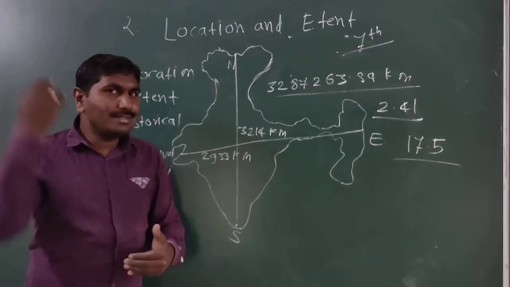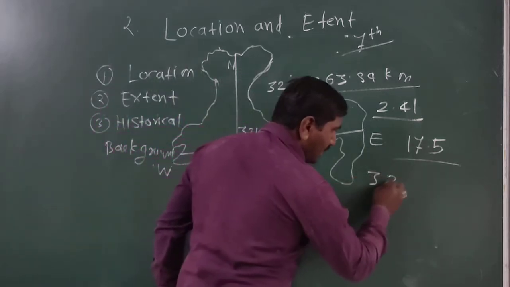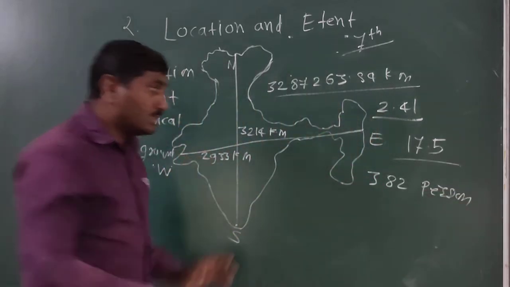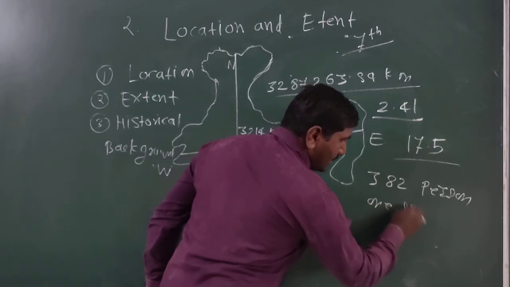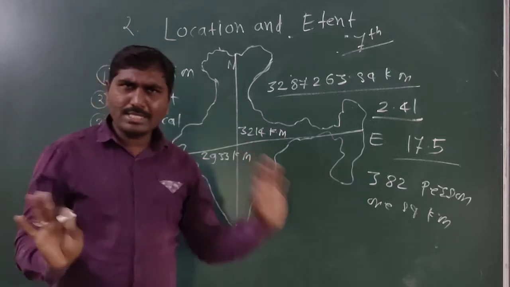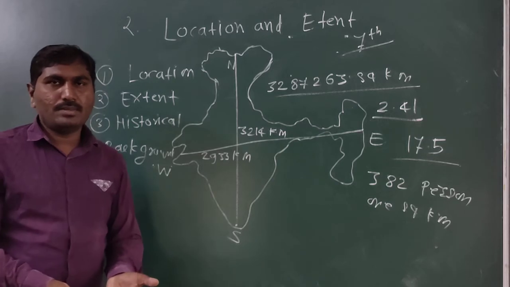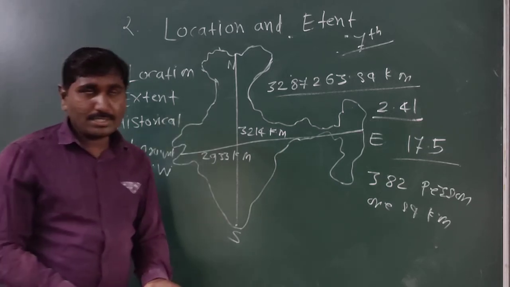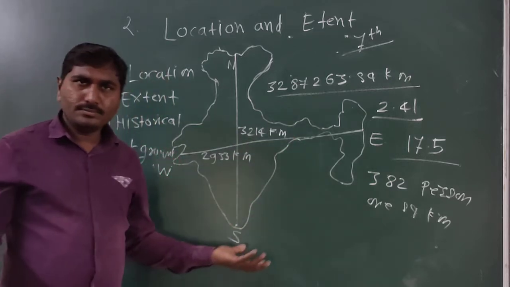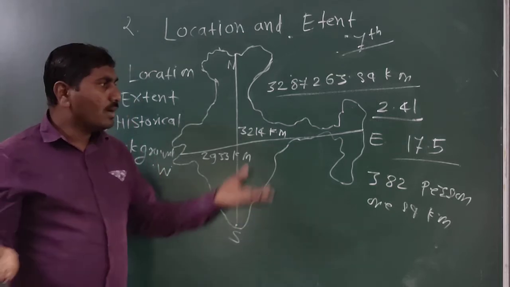Now we will understand what is the density of our population. In 1 square kilometer, we see 382 persons. 382 persons in 1 square kilometer area. That is the density of India. So we have a dense population, and due to that dense population, we have many problems. We have job opportunities, but due to the high density of population, we have much competition. So we have many problems, and those problems are created due to population only.